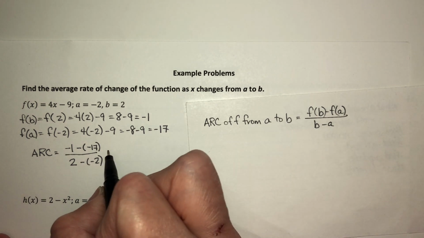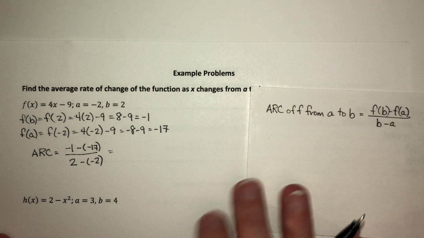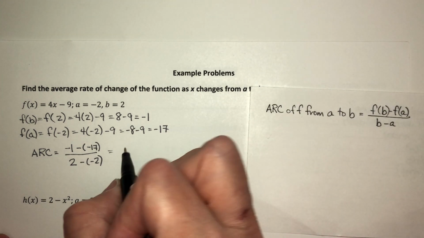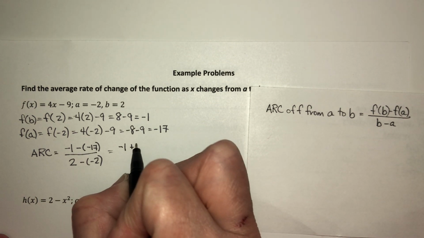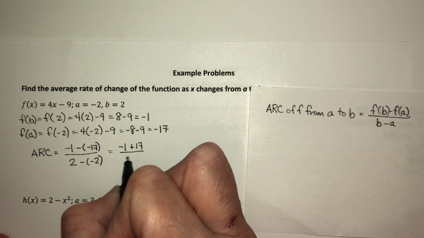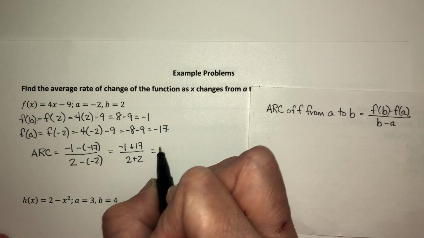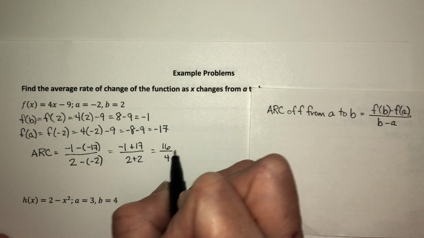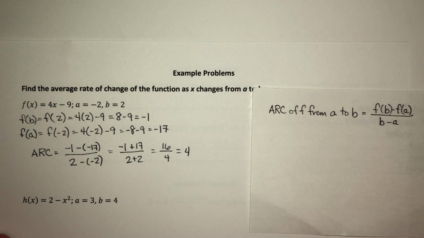Be careful with your signs. I'm writing out all the steps here; chances are you won't need to. Negative 1 plus 17 over 2 plus 2. 16 over 4, which is 4. So the average rate of change here is 4.